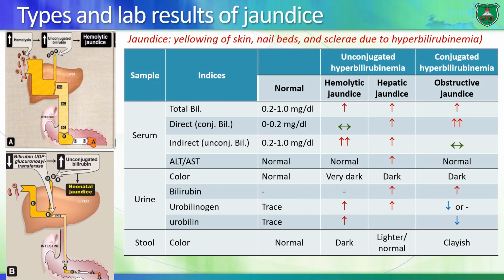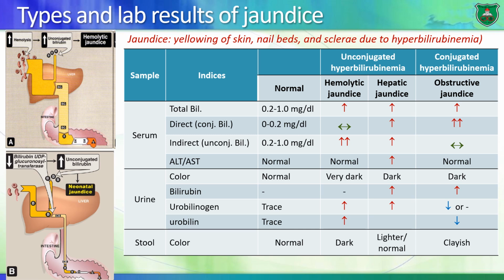Since we're talking about catabolism of heme, it's important to discuss jaundice. Jaundice is basically a group of disorders that are related to deficiency in the catabolism or transport metabolism of bilirubin, and they result in yellowing of the skin in individuals.